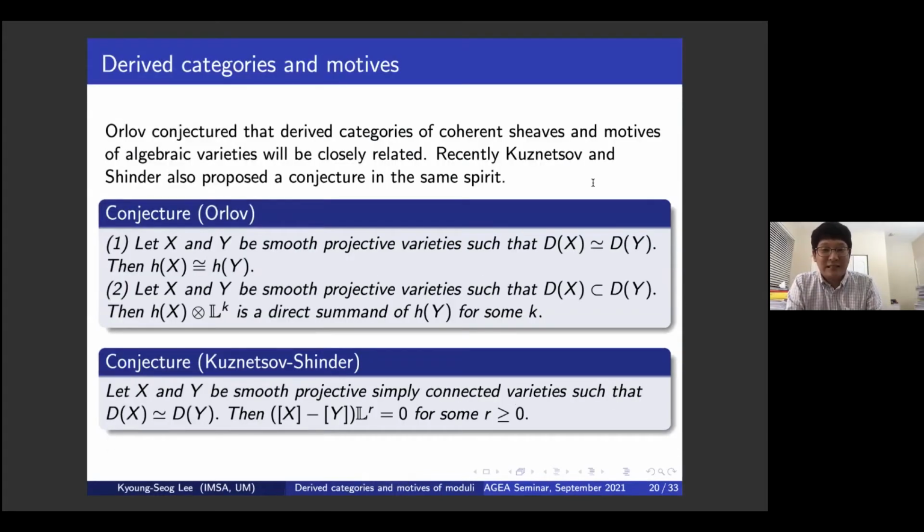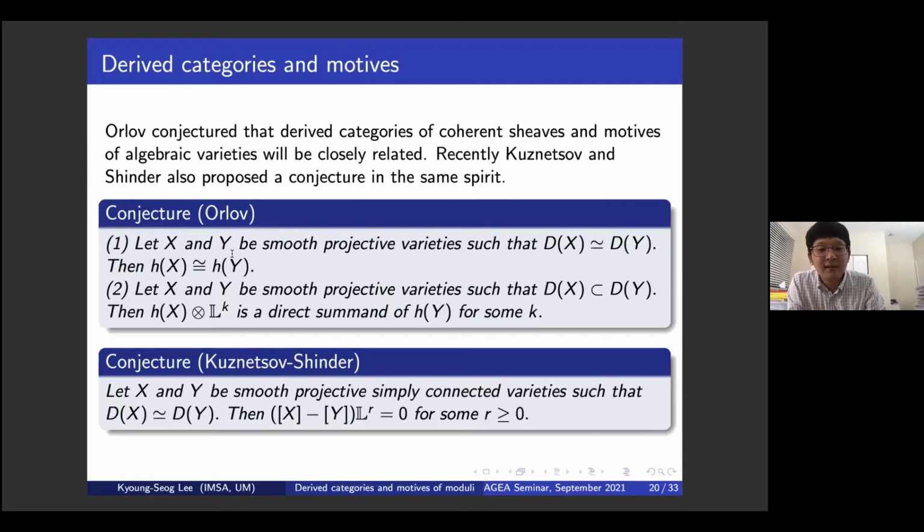So why am I saying all these things? Because, as I told you, we have a conjecture about the derived category of the moduli space of vector bundles on curves. Indeed, Orlov conjectured that the derived category of coherent sheaves and motives of an algebraic variety will be closely related. So we have a conjecture in the derived category of this moduli space of vector bundles, and it is natural to conjecture there must be a similar conjecture on the motive side. Indeed, Orlov has the following conjecture.